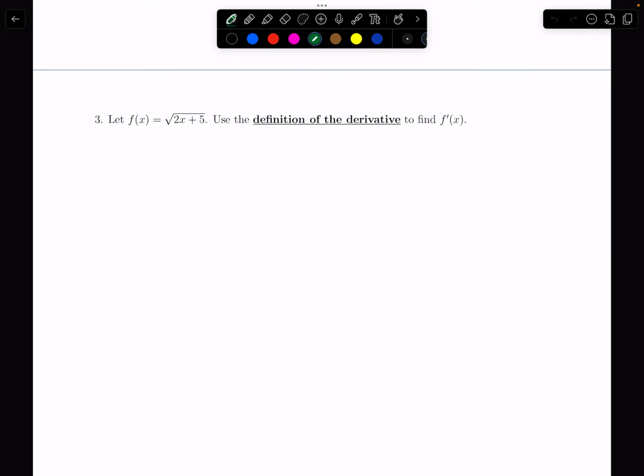All right, we're going to find the derivative of this function using the limit definition. So we're not using the chain rule, we're not using the power rule, we're using the definition of the derivative. So remember that f prime of x is equal to the limit as h goes to 0 of f of x plus h minus f of x all over h. That's the definition of the derivative.